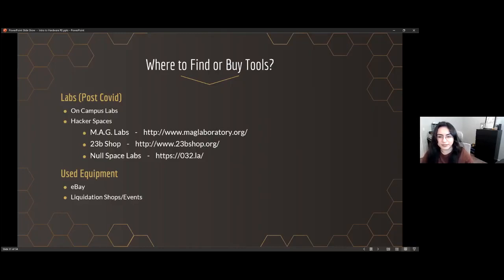And you can buy used equipment. There are used oscilloscopes and stuff being sold on eBay. Back at my old job, when I worked in Woodland Hills, there was a liquidation shop. A lot of tech companies were around there, and when they renewed a lab, a lot of that equipment would show up at that shop. I don't think that liquidation shop is there anymore, just because of the times. But I'm sure you'll find it again once things are back in motion.